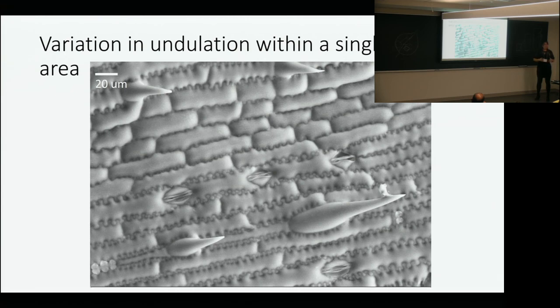Most things that we think need to go quickly and grow very anisotropically tend to do it through this type of anisotropic elongation. But there are examples where we have division, and we might be interested in how that relates to undulation as well. There's also variation within a single leaf. So this leaf is the same age. We're looking at cells that were born at the same time, but there's less undulation here, more undulation here. There's also different cell shapes that you can see.